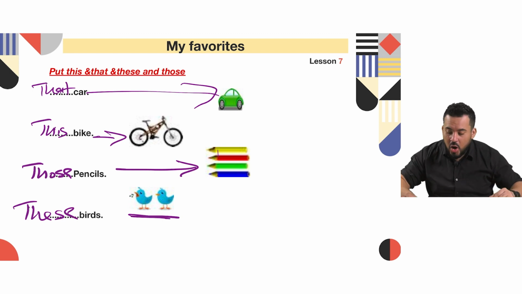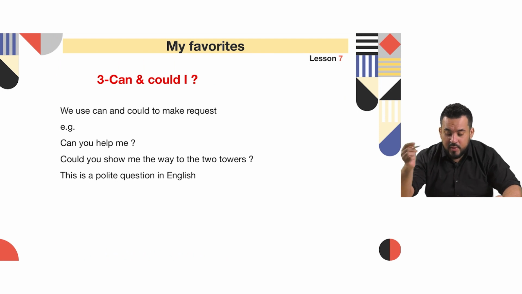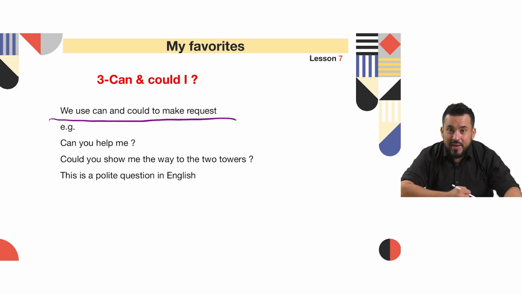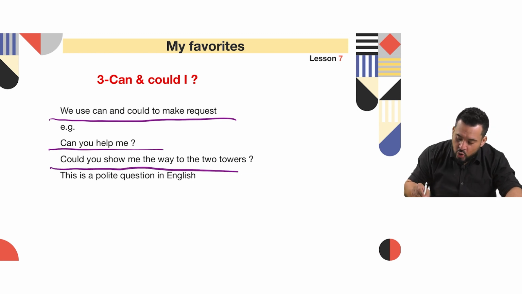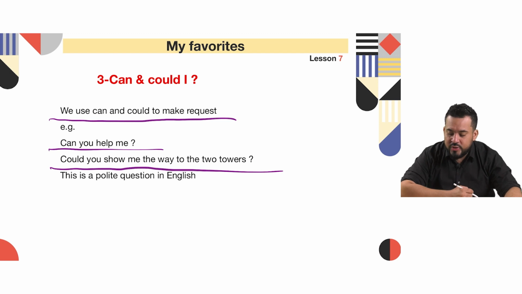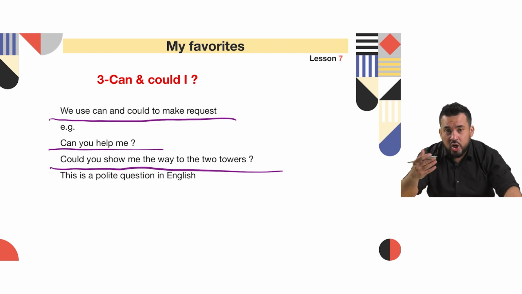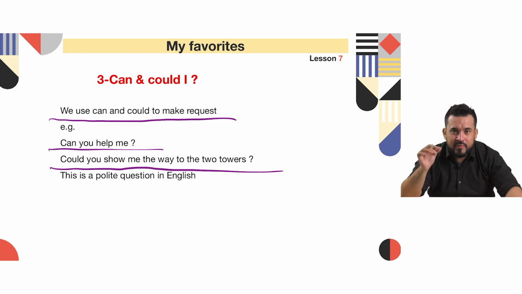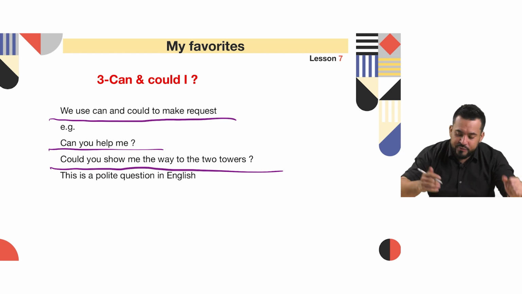Well done. Okay, now let's learn how to make a request using a modal. We have can or could. We use can and could to make a request. Can you help me? Could you show me the way to the two towers? Can and could are both polite. Could is considered just a little more polite, but they're both polite. Can you or could you? Okay, this is to make a polite request.